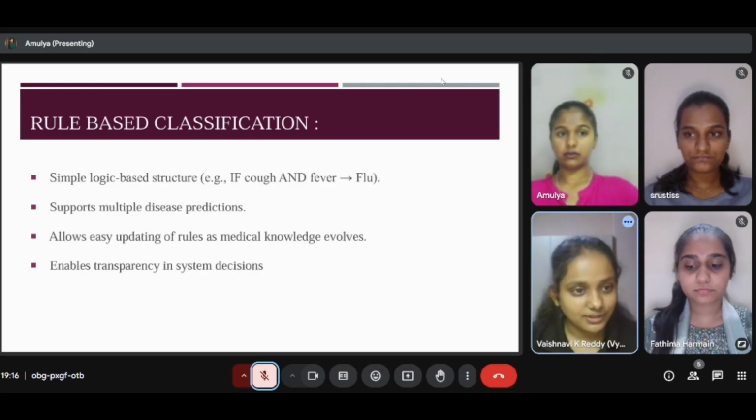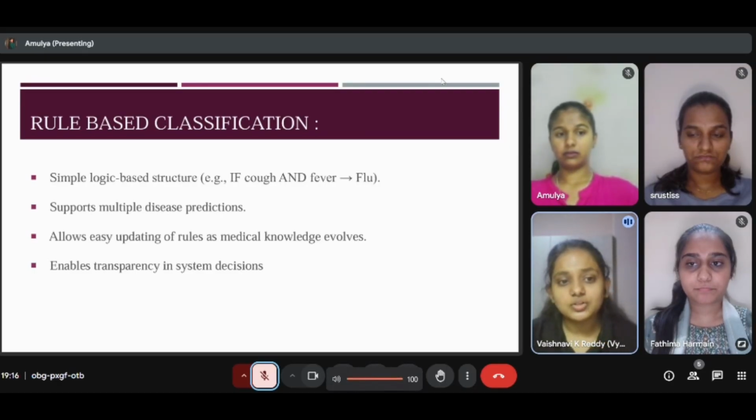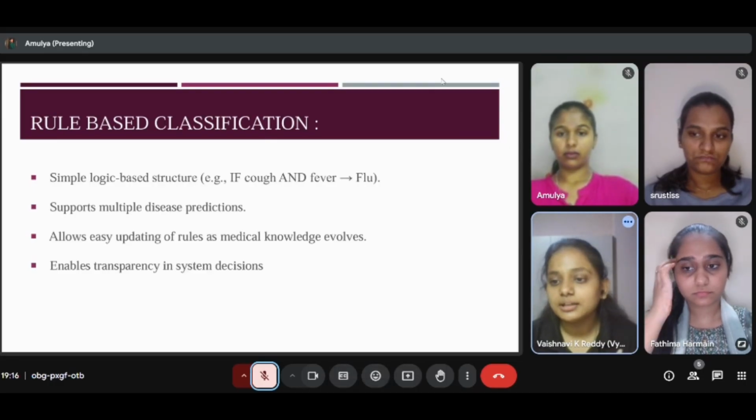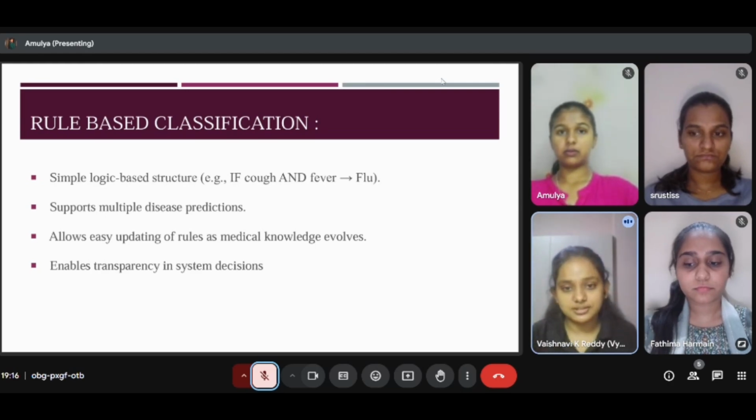rule based classification, a simple logic based structure. We are using a simple logic based structure, and it supports multiple disease prediction and allows easily updating the rules while the medical knowledge evolves year by year or day by day. It enables transparency in system decisions.